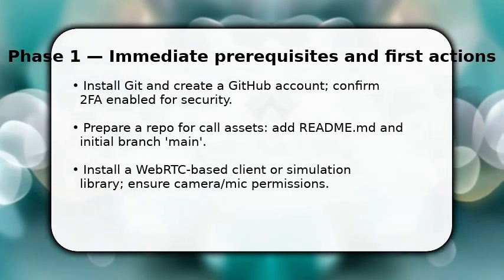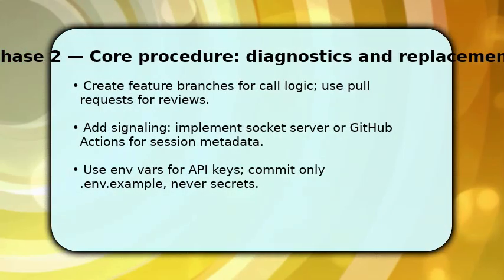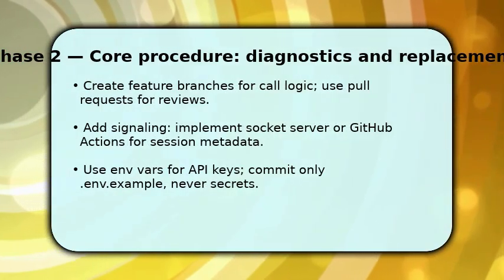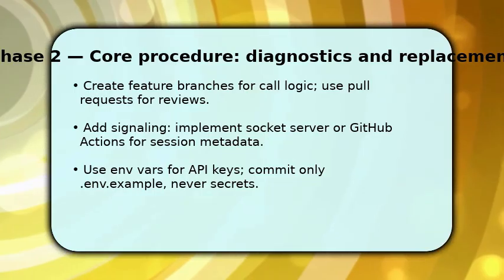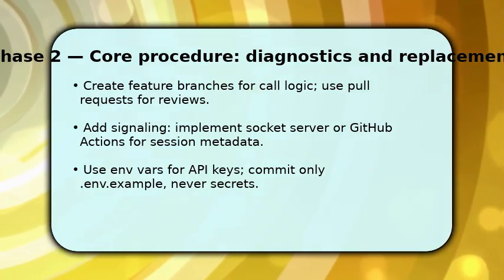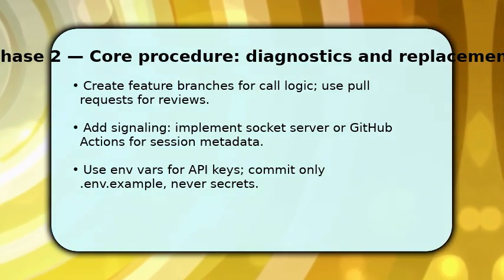Now you integrate signaling and media flows into the repo. You create a feature branch and implement the call logic, offer, answer, and ICE candidate handling. Then open a pull request so teammates can review.